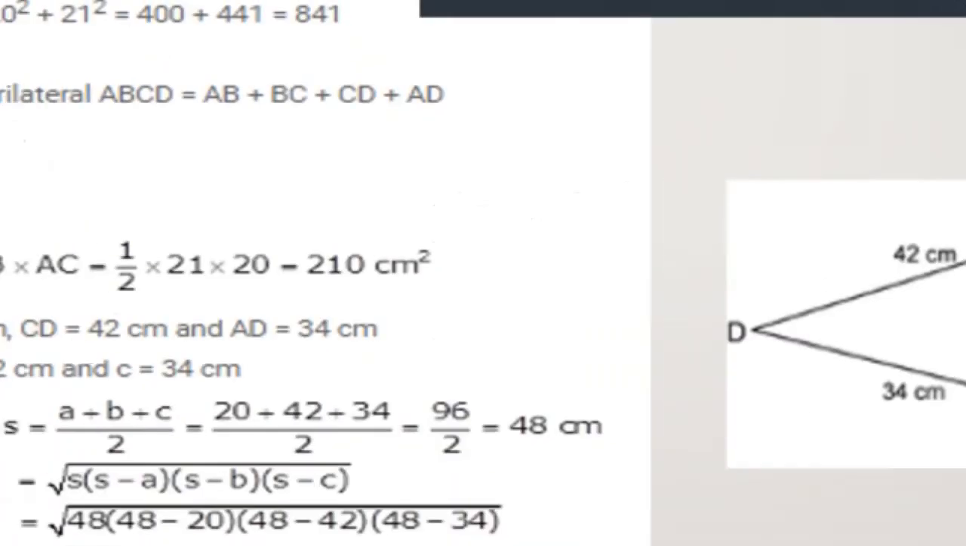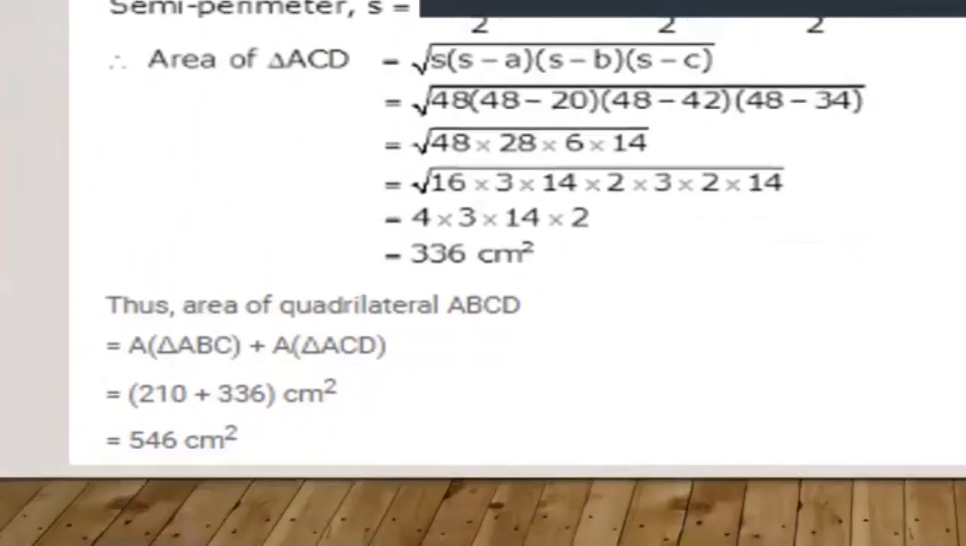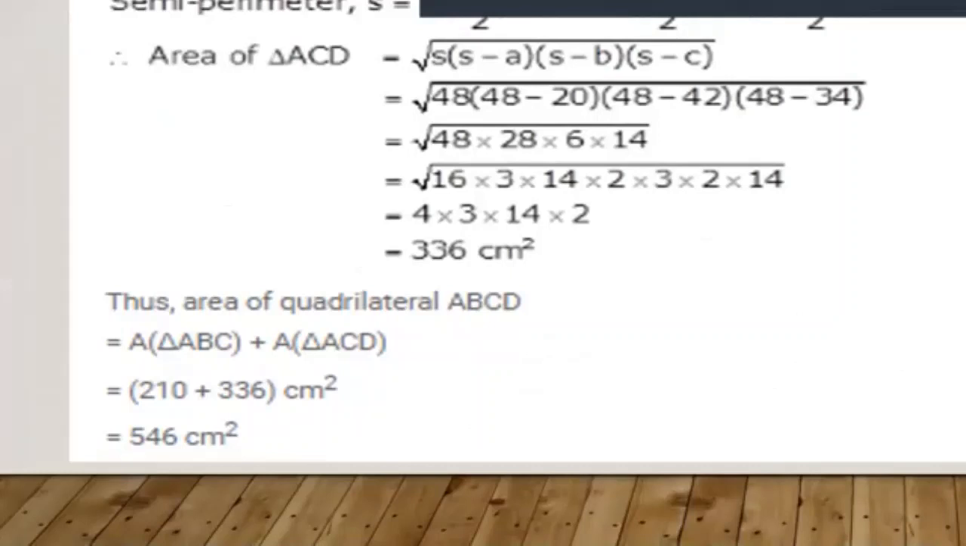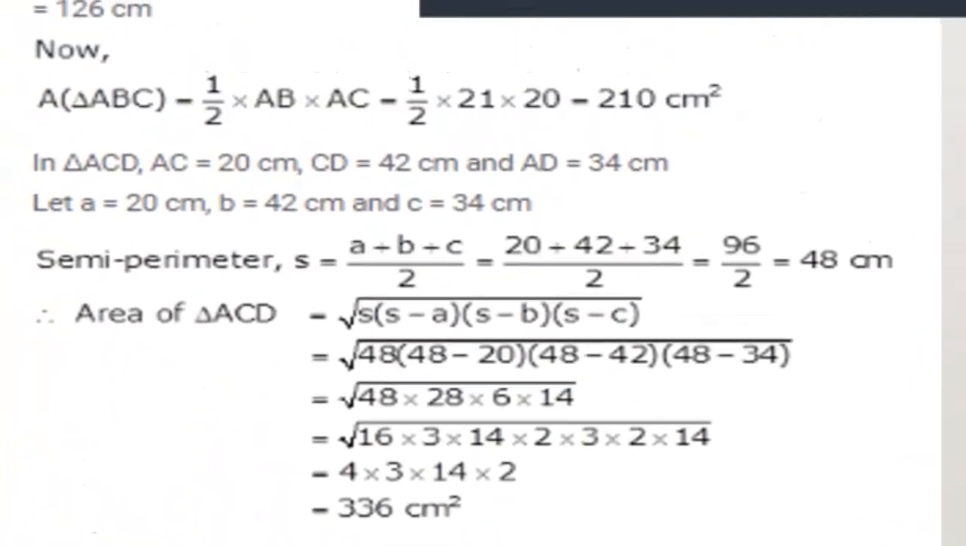ABC is 210. Yes, 210. And what is ACD? 336. So, ma'am, the final answer is 546 centimeters square. Now this is not asked only about the area. You have to find the perimeter also.